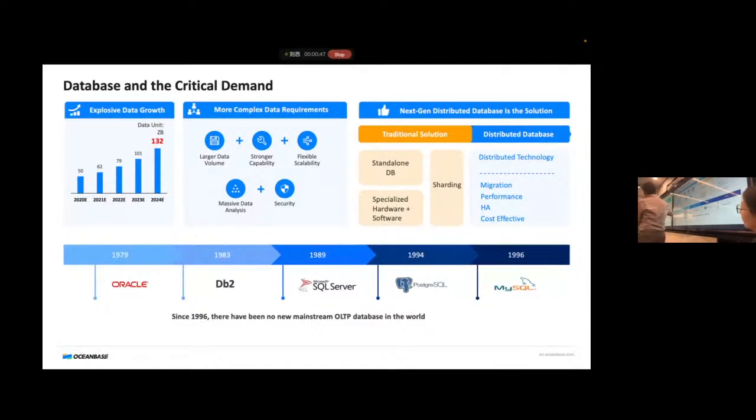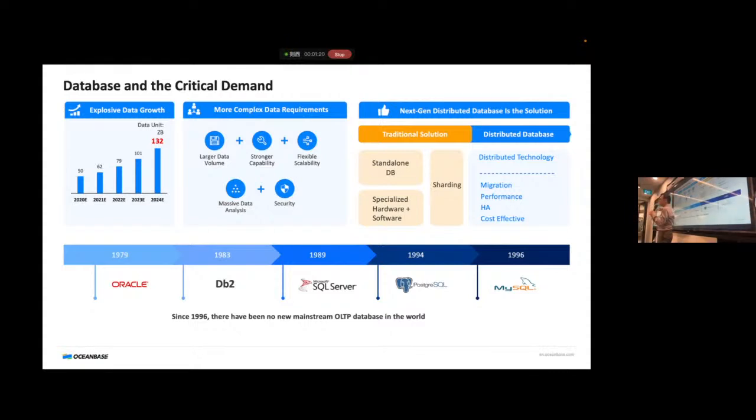So just a little background on the database trend and what the critical demand is, right? If you look here, we are almost at the end of 2023 now, and these are zettabytes, right? There's gigabytes, terabytes, petabytes, and I think next up is zettabytes. There's a lot of data there. In 2023 we are going to hit 101 zettabytes, and in 2024 we go to 132 zettabytes.